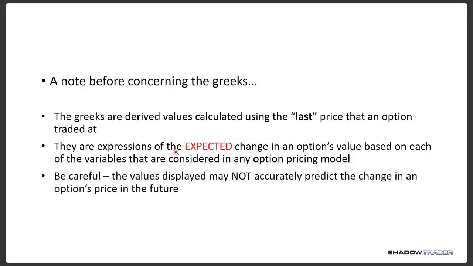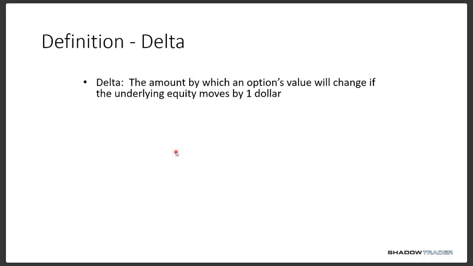Be careful though, values displayed may not be accurately predicting the change in the option's price for the future. They may be skewed one way or the other. They may be miscalculated. They may be misrepresented by the pricing because of people wanting either to be in or out of the option that you're looking at. Now, here's the delta definition. I've already said this, but it's on paper now. The amount by which an option's value will change if the underlying equity moves by $1, the first dollar.